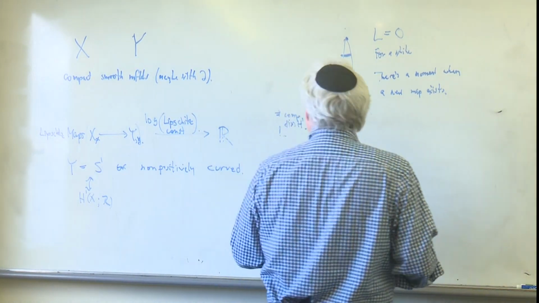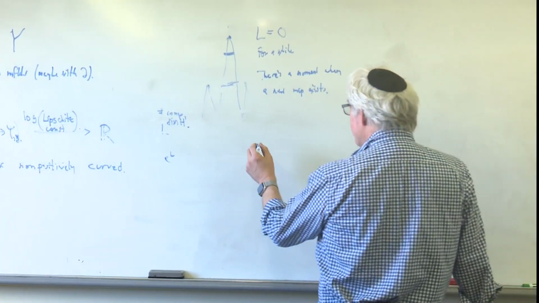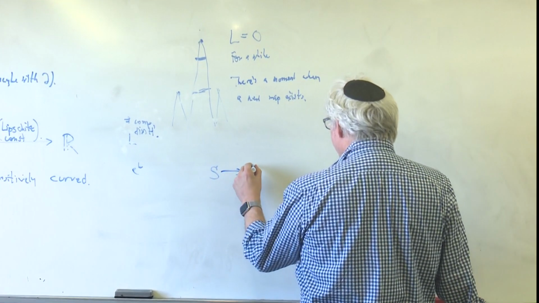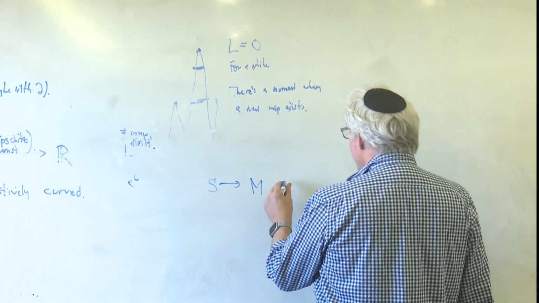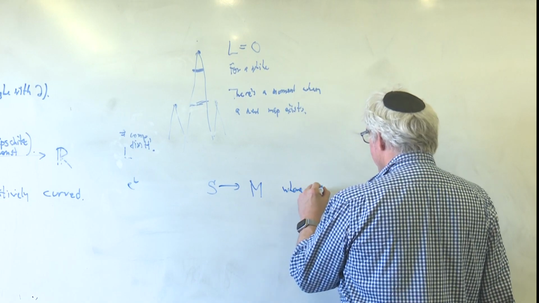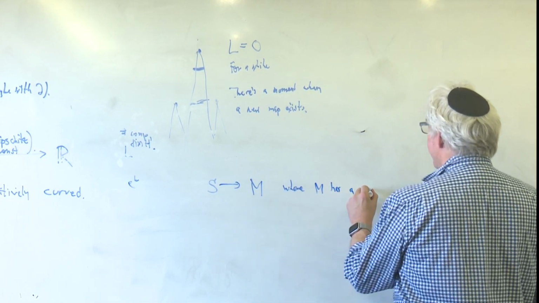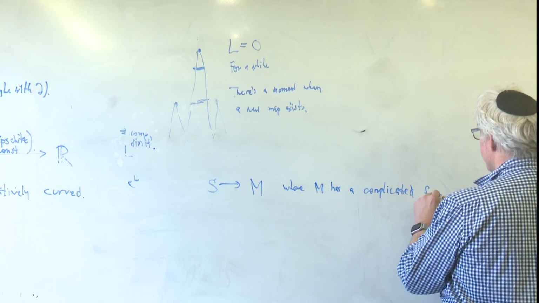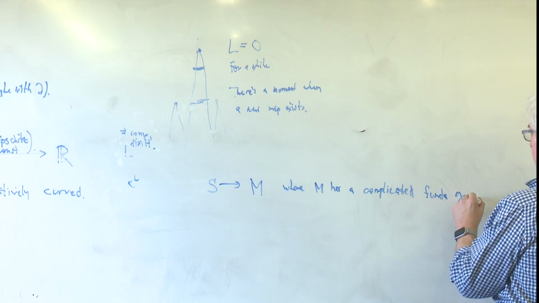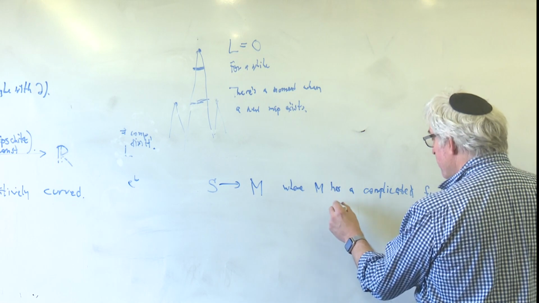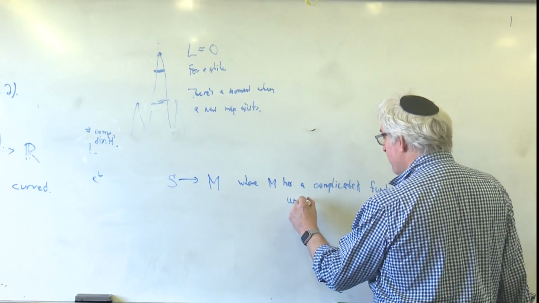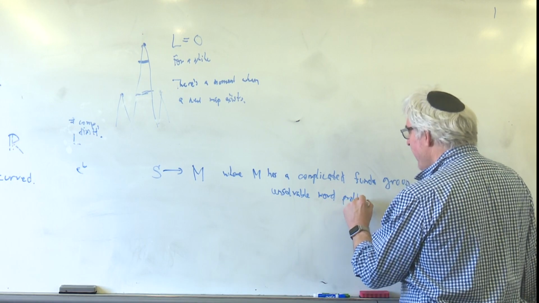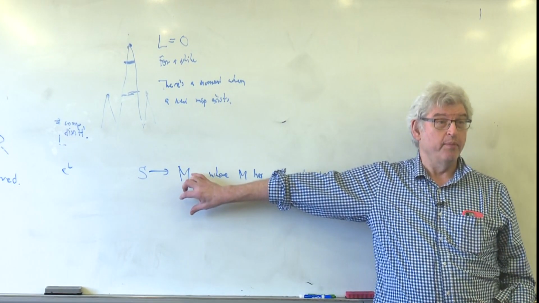Okay, there's sort of another extreme which we talked about, which was the case of a circle mapping to a space M, where M has a complicated fundamental group. By complicated we might say it has an unsolvable word problem, which is really an opposite extreme from this.